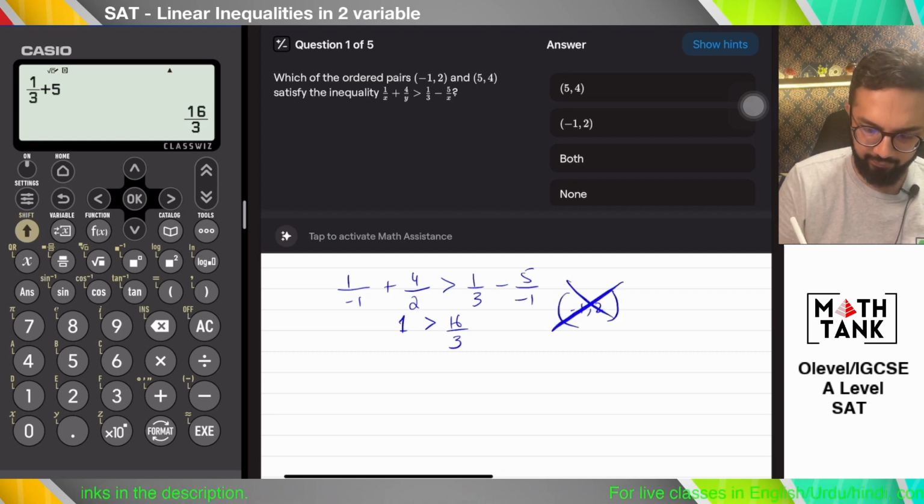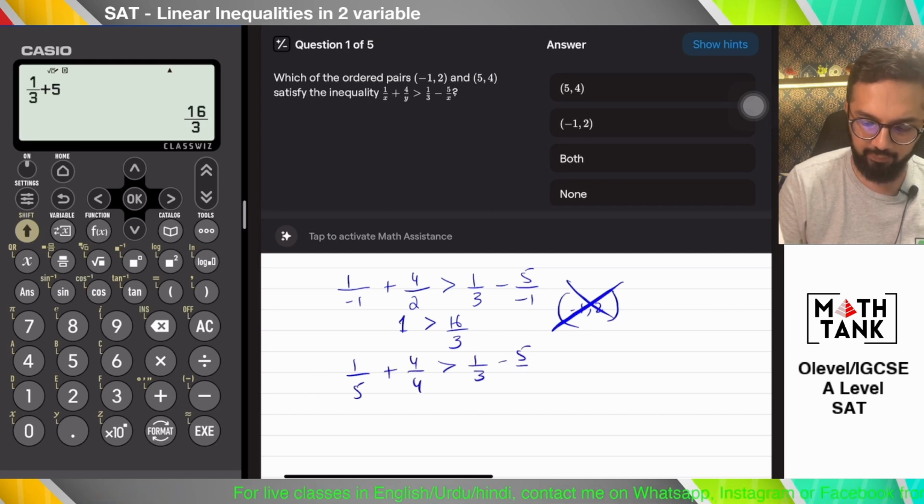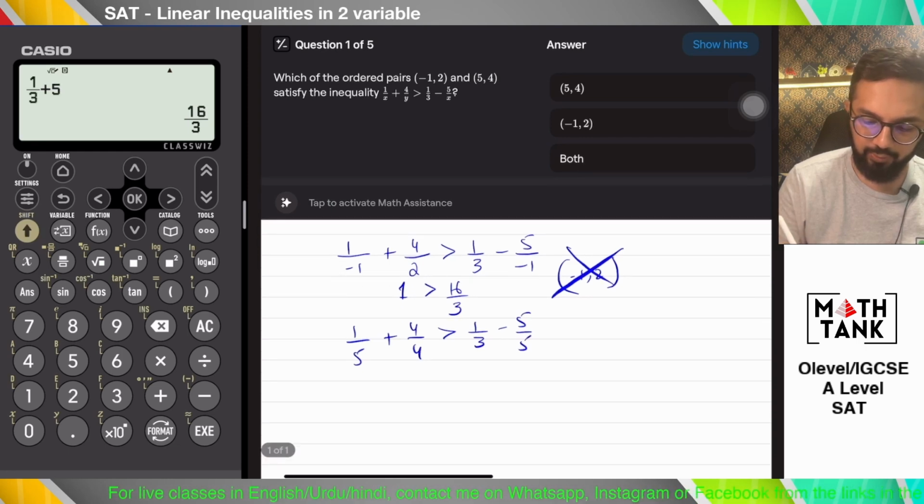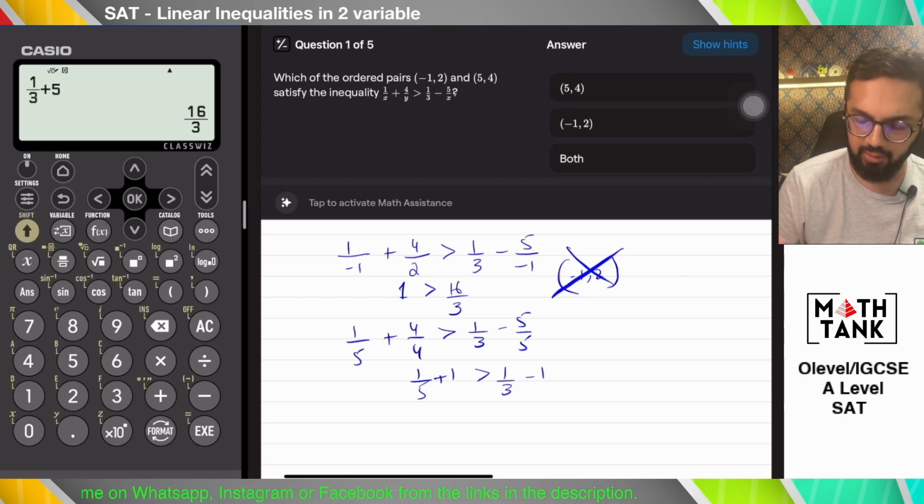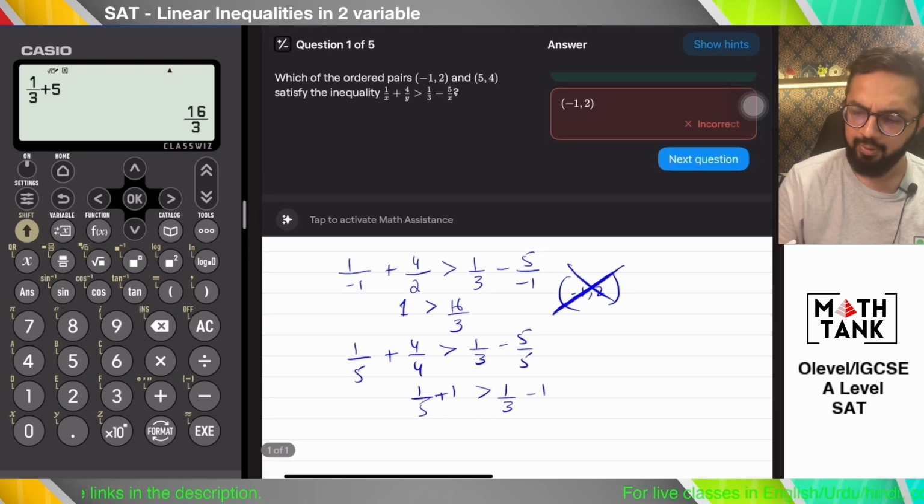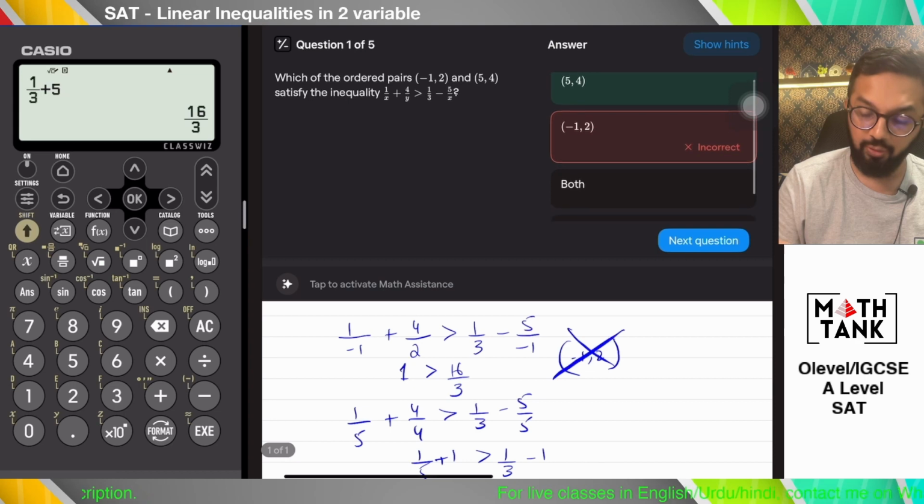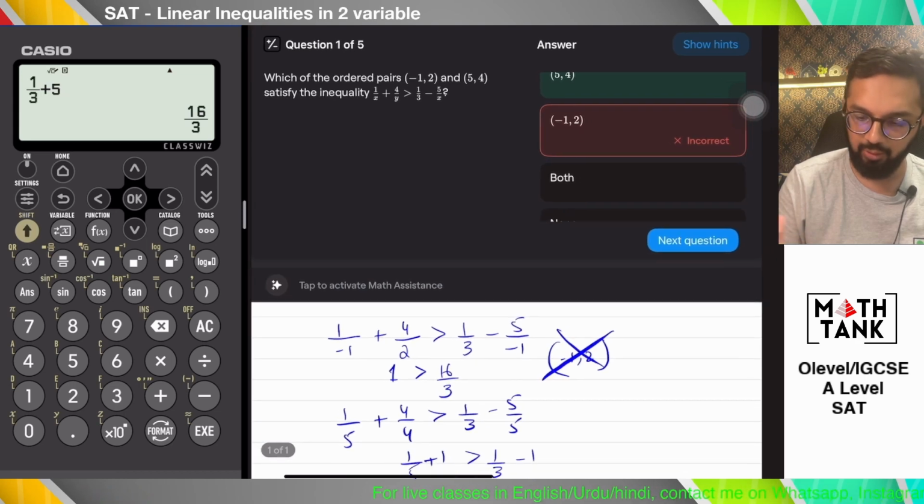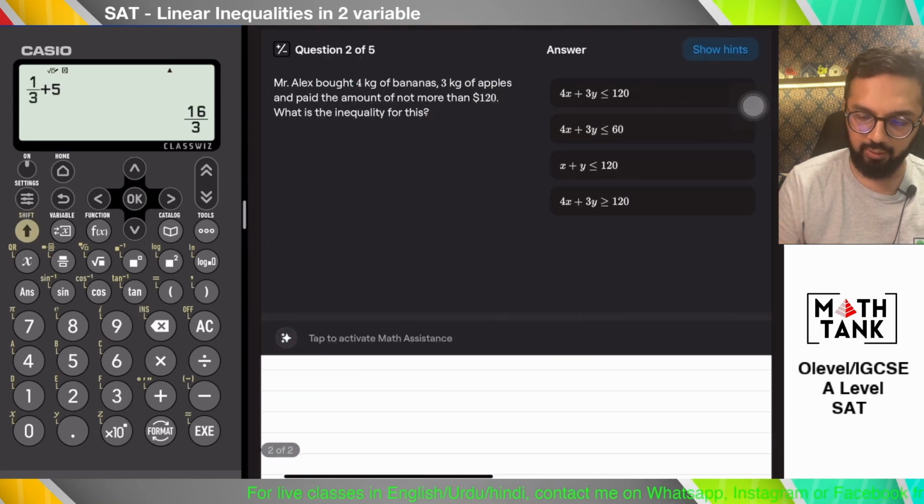So (-1, 2) is cancelled out. Let's see (5, 4). So 1 over 5 plus 4 over 4 is greater than 1 over 3 minus 5 over 5. Okay, so 1 over 5 plus 1 is greater than 1 over 3 minus 1. Yes, that sounds about right. It should be greater. So (5, 4) satisfies the inequality. Sorry, I picked out the wrong answer, but that's what it should be.